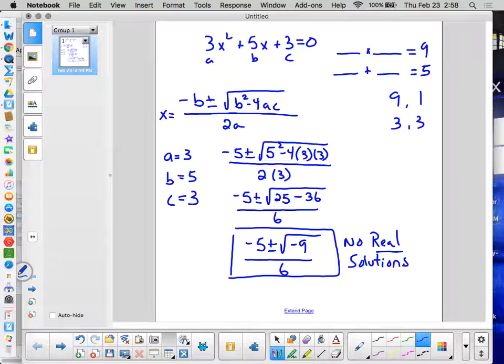Now, the word real here is important because there are solutions. They just aren't real numbers. They're complex, what we call complex numbers. We're not going to teach about those right now, but we do get solutions that are complex. All right? Let's try another one.